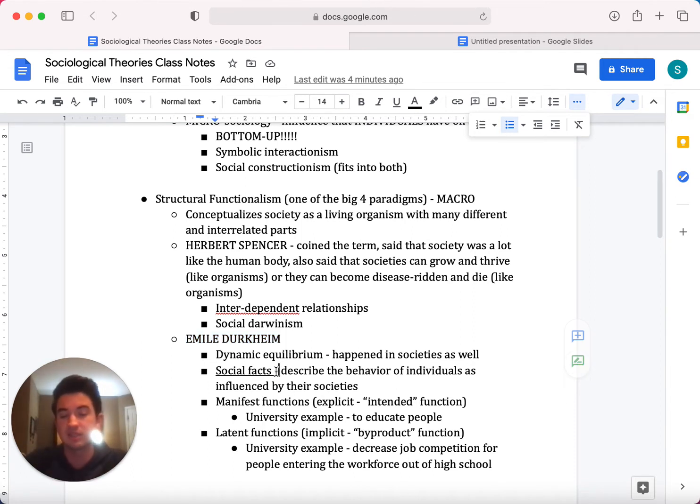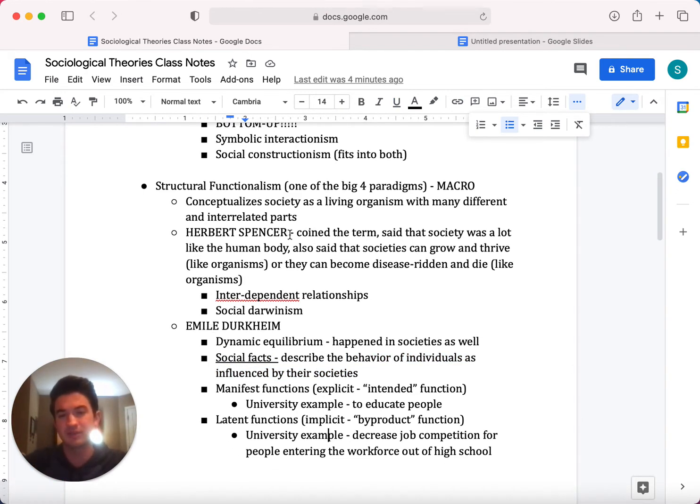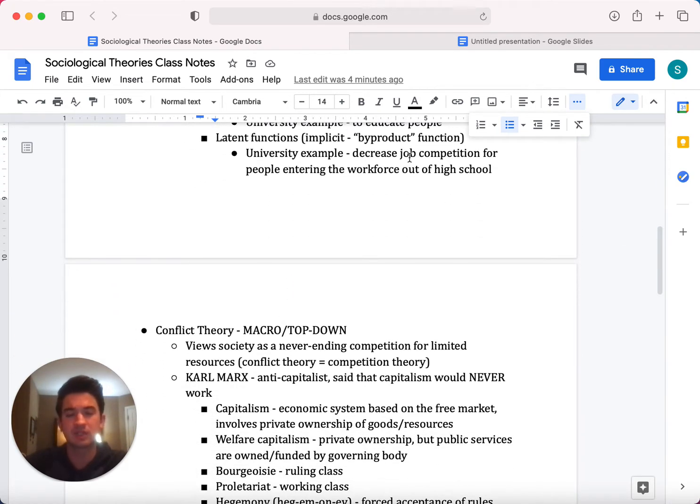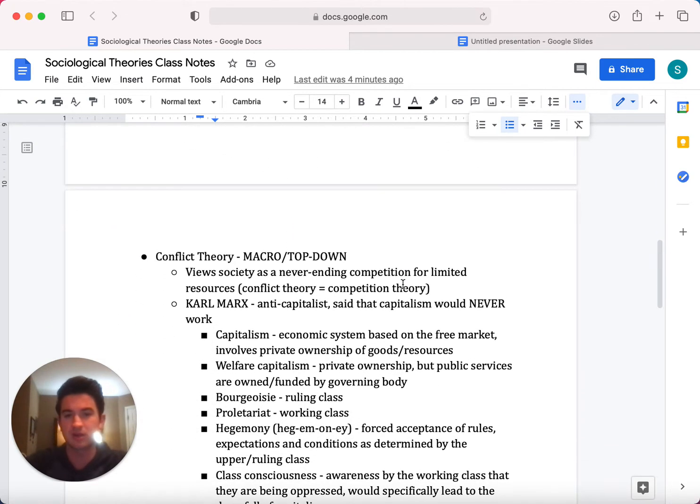So he said that these social facts dictated how individuals behave, and those social facts were made up and fabricated by society. They're not set in stone anywhere, but they really drive the behavior of individuals. Okay. So we talked about Durkheim, we talked about this guy, Herbert Spencer. Like I said, you don't really need to know much about Herbert Spencer. Just know that Herbert Spencer coined this term structural functionalism. He was the pioneer of structural functionalism, if you will. Okay. So that was really the gist of structural functionalism that we talked about in last class.